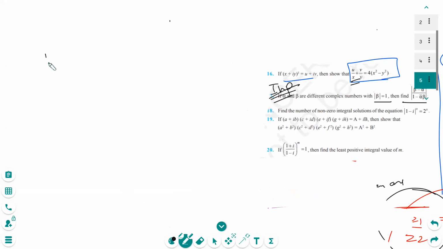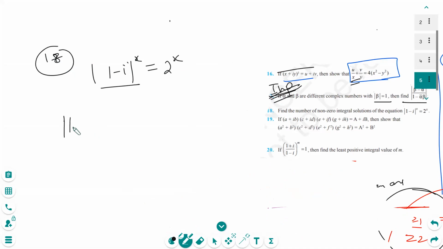Question number, is it 17? No, 18. Find the number of non-integral solution of this one. 1 minus iota raised to power x equals 2 raised to power x. So what we will do, we will first find the modulus of this. So what it will be? 1 plus 1, that is square root of 2, isn't it? So I can write that it is actually square root 2 raised to power x.